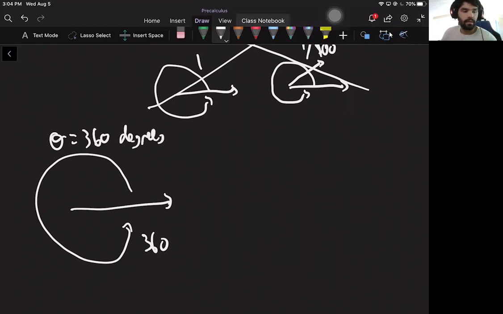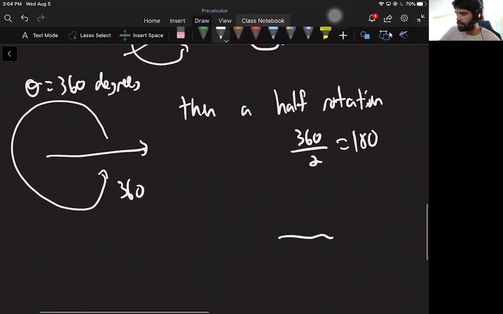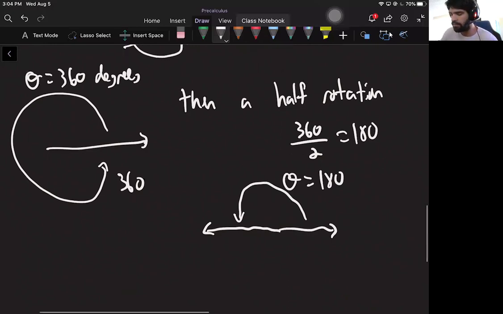And then a half rotation, how many degrees is that? That's got to be 360 divided by 2. That's what it means to be a half. That's 180. And I don't have to deal with any decimals or fractions. And what does that look like? That looks like starting here and rotating half of the way around. So this flat line is a 180 degree rotation, or a 180 degree angle, I mean.